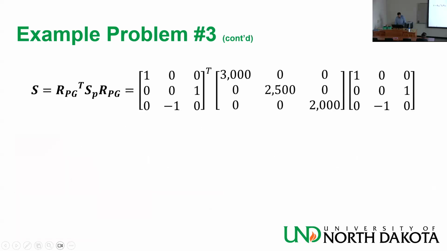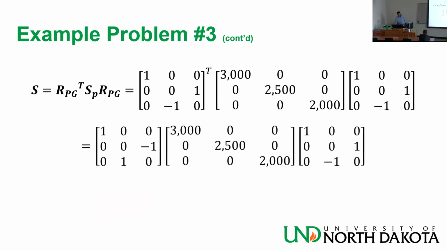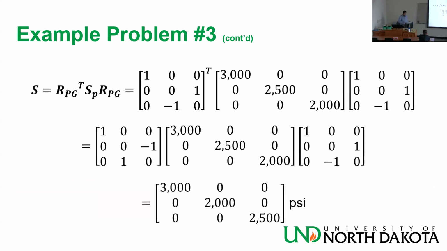So again, you set up your matrix, you transpose, and then you multiply, and you now find 3,000, 2,000, 2,500. And again, a good question is what is SH max? What is SH min? What is SV? So 3,000 is SH max. SV is 2,000.